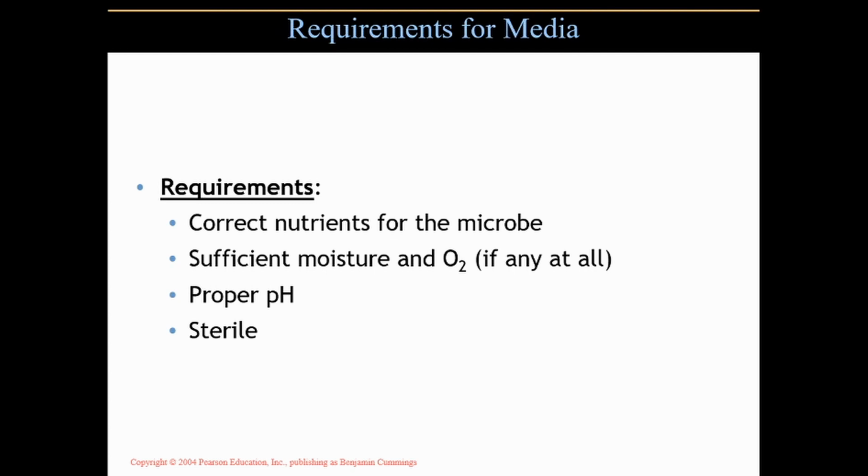So what are the requirements for media? Correct nutrients for the microbe, so this becomes a little bit specific. I mean, you can just use general nutrient agar and just about any bacterium will grow on it. Sufficient moisture and oxygen, if oxygen is needed at all. If you're dealing with an anaerobic bacterium, obviously you're not going to be using or needing oxygen. Proper pH. As I said, the proper pH range for bacteria is about 6.5 to 7.5 for most species, but of course it depends on what you're culturing. You may need to alter that pH.